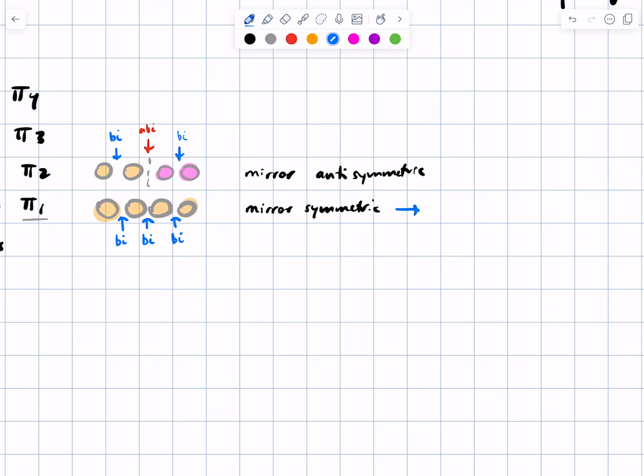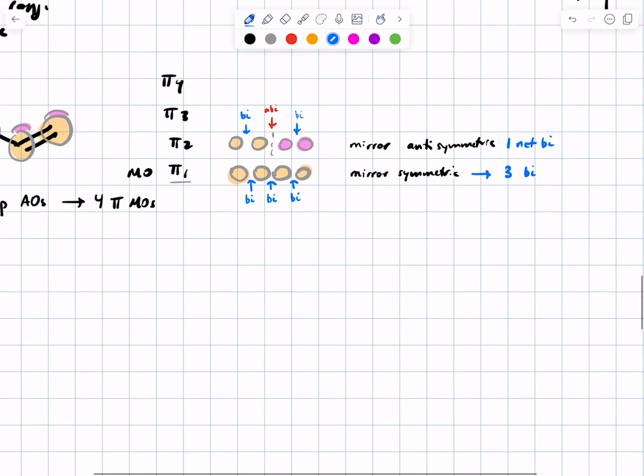For example, this lowest energy mirror symmetric orbital has 3 bonding interactions, whereas the next highest one has 2 bonding interactions offset by 1 anti-bonding interaction. So we'll call that 1 net bonding interaction. The anti-bonding interaction cancels out one of the bonding interactions. This is just another way really of counting nodes and ranking orbitals in energy.